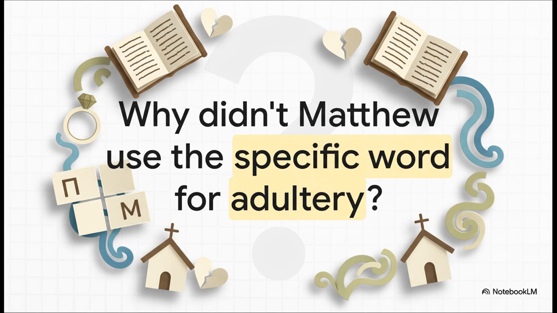So you see the question this raises, right? In the exact same sentence where Matthew uses the general word porneia for the exception, he uses the specific word for adultery, moicheia, to talk about what happens when you remarry. He knew both words. He used both words. He clearly meant two different things. So the million-dollar question is, why?